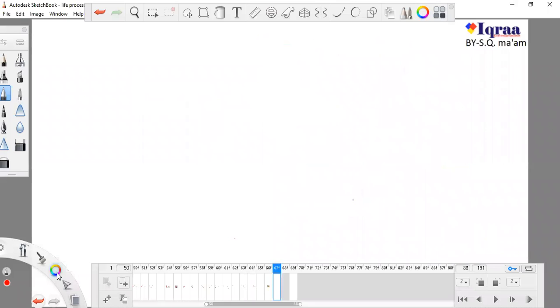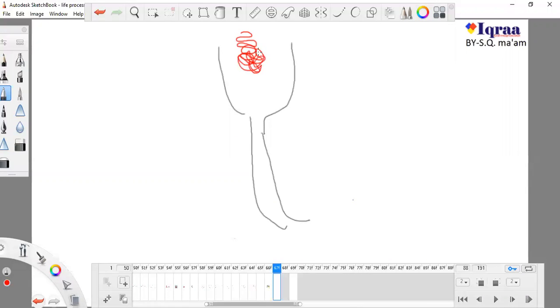Glomerulus is the part of the nephron where the blood capillary is coming and forming a structure like a tangled mass. Okay, something tangled, ulja hua, that is tangled. So this tangled mass of blood capillary is known as glomerulus.